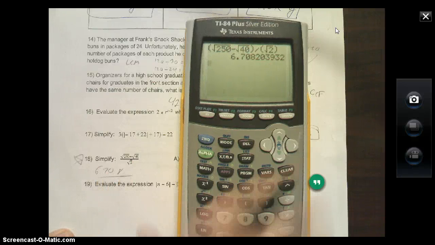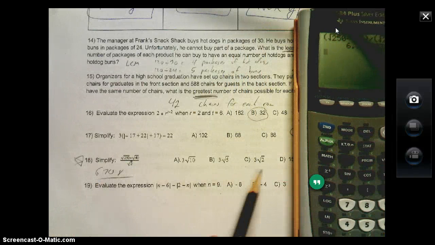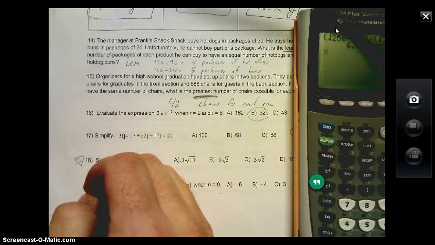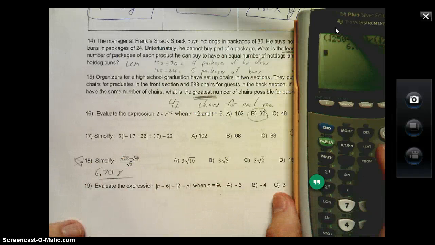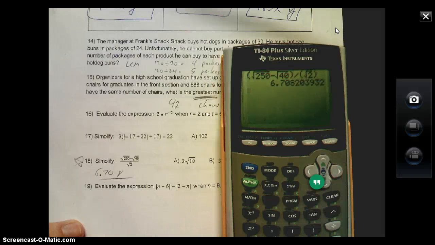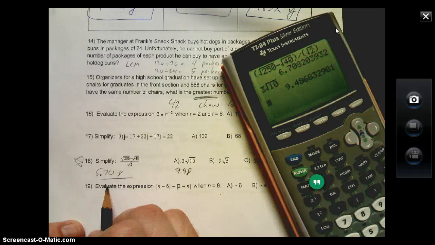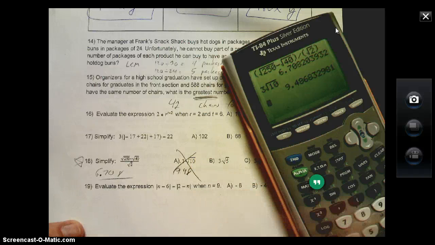6.708, yada yada. All right. Well, you can clearly see that none of these answers are 6.708. So, oh no, I'm stuck. But wait, let's look at our answers. 3 square root of 10. Let's type in 3 square root of 10. What do I get? 9.48. Is 9.48 equivalent to 6.708? No. Then cross it off.